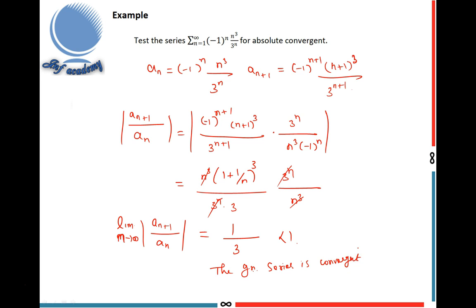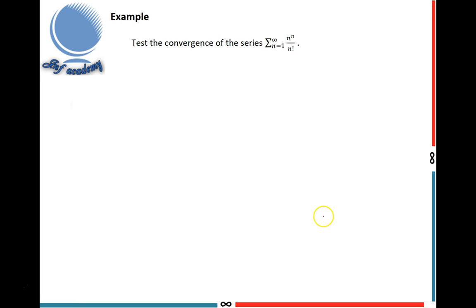Convergent and absolutely convergent. So this is one example. Next, another example. Test the convergence of the series sigma n equal to 1 to infinity n power n by n factorial. Here we use the ratio test with an equal to n power n by n factorial, and an plus 1 equal to (n plus 1) whole power n plus 1 by (n plus 1) factorial.